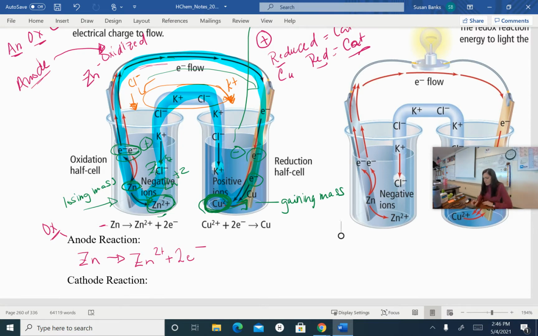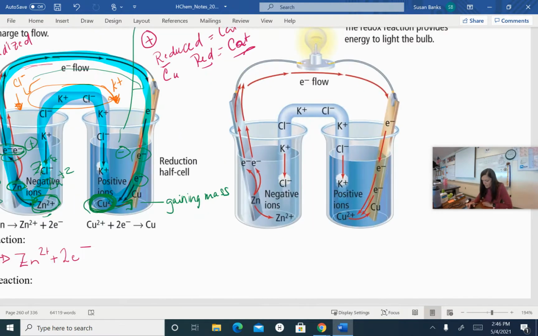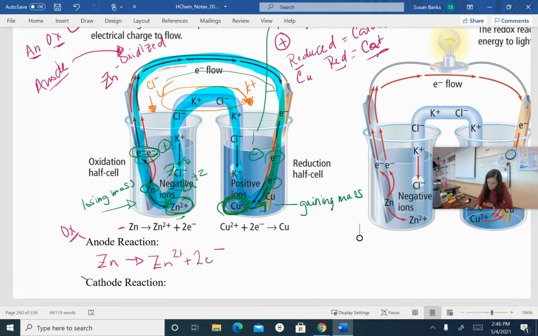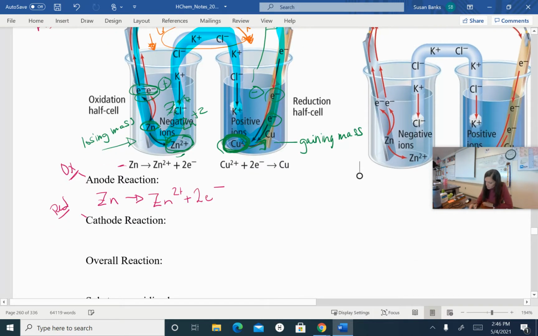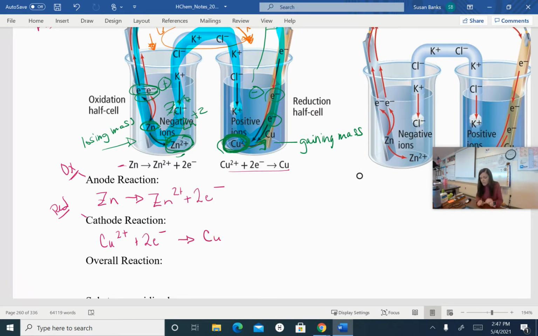Okay, the cathode reaction is the reduction reaction. Okay, so here's our reduction reaction. We have copper plus 2 coming from the solution, grabbing electrons that are coming from the zinc, and then that copper plus 2 deposits on that copper bar that is the cathode. So that copper bar is gaining mass.